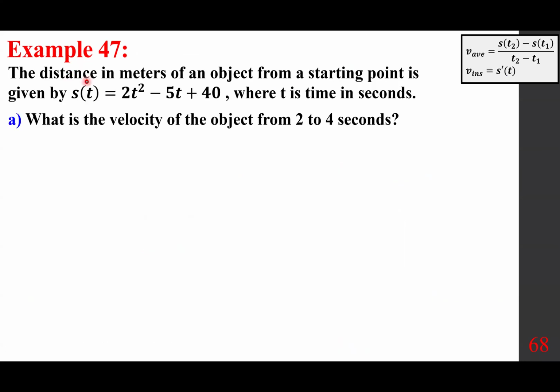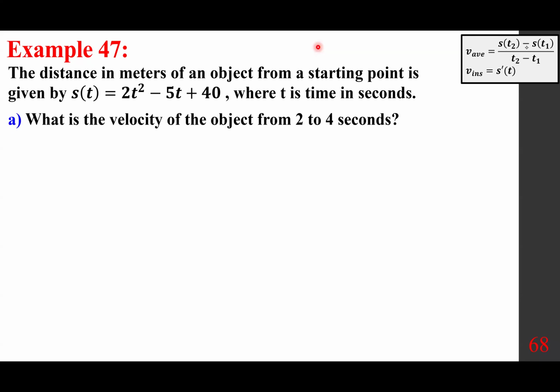The distance in meters of an object from a starting point is given by s of t equals 2t squared minus 5t plus 40, where t is the time in seconds. What is the velocity of the object from 2 to 4 seconds? This is the average velocity. And what does that mean? Total distance over total time.